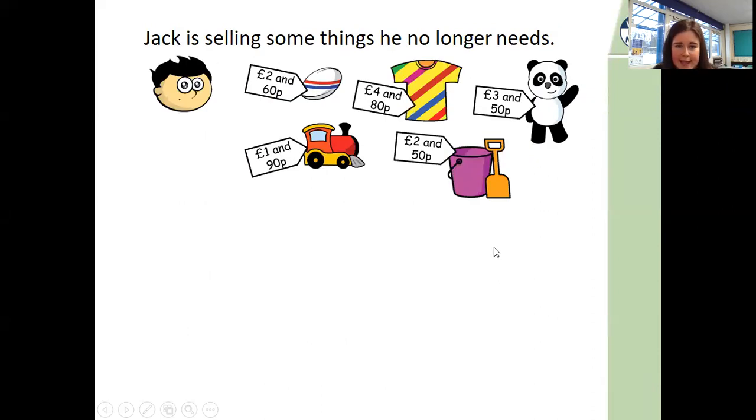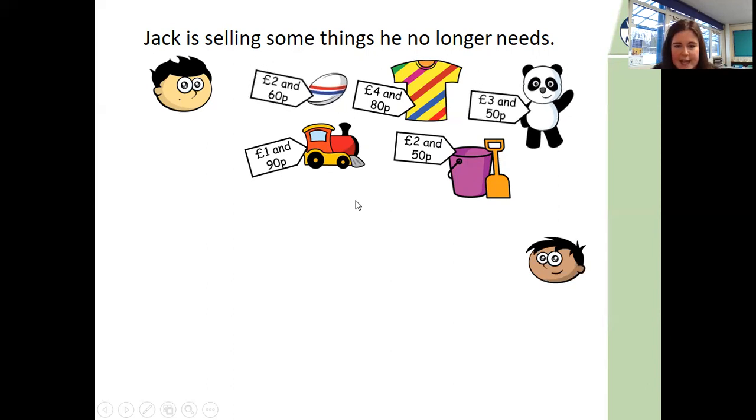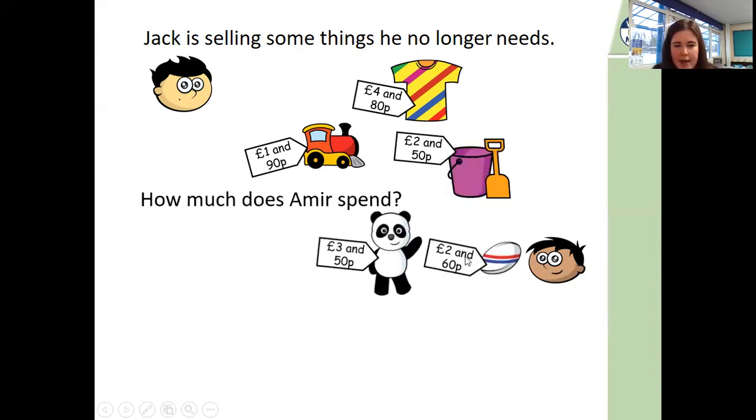This time, Jack is selling some things that he no longer needs. So he's got a ball, a t-shirt, a teddy, a train, and a bucket and spade. And his friend Amir is going to buy the teddy and the ball from him. Now I want you to have a think. You can pause the video and see if you can work out how much money Amir will spend on these 2 items.